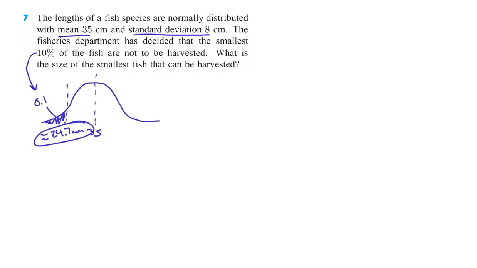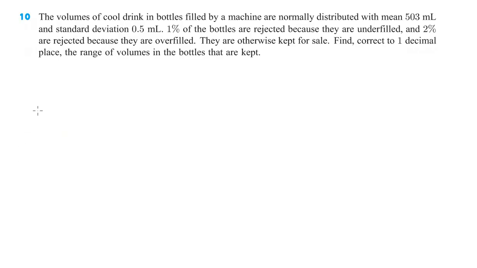Okay? Last one to take a look at here. Number 10, the volumes of cool drink in bottles filled by a machine are normally distributed with a mean of 503 milliliters, standard deviation of 0.5 milliliters. 1% of the bottles are rejected because they are underfilled, and 2% are rejected because they are overfilled. They are otherwise kept for sale. Find correct to 1 decimal place the range of volumes in the bottles that are kept.